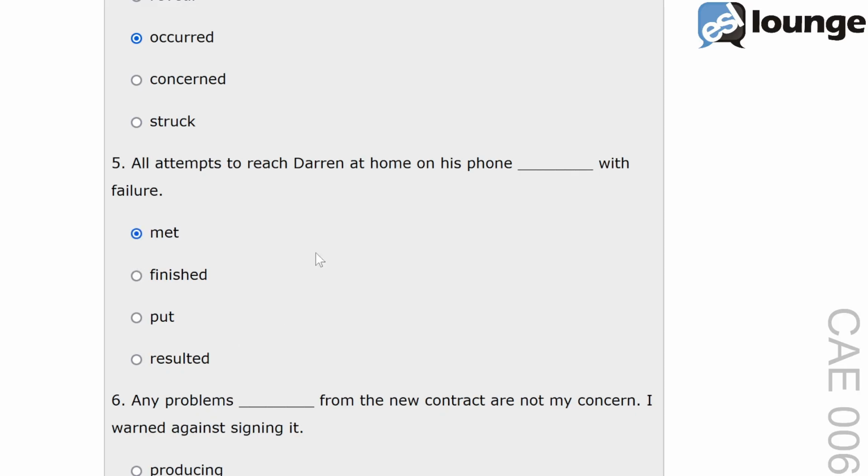Met with failure is an idiomatic expression meaning to be unsuccessful. In this context, it means all attempts were unsuccessful. Another example, their efforts to find a solution met with failure.